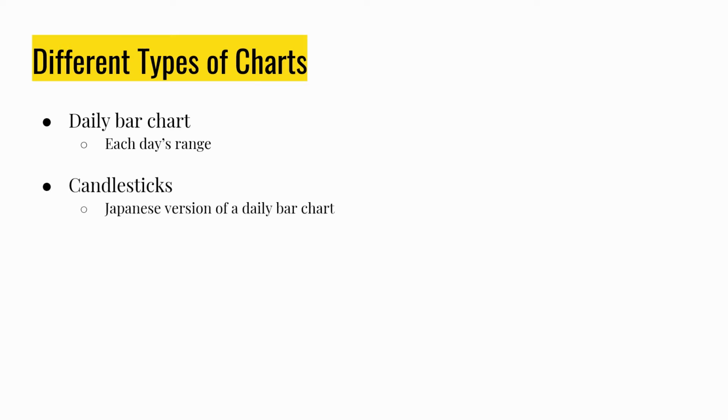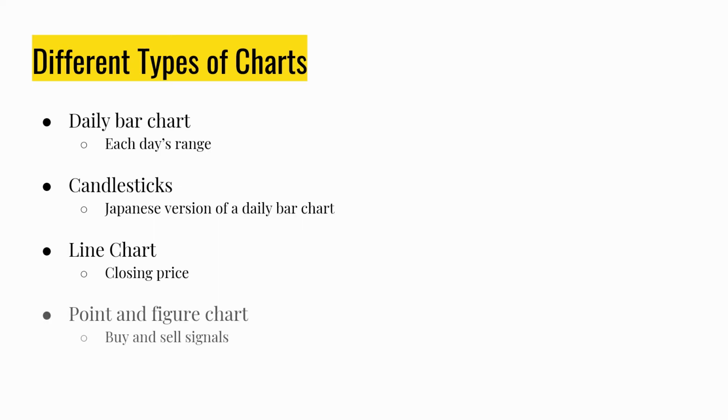In this video, we will examine 4 charts and explain how to read them and when to use them. The first chart we'll be looking at is called the daily bar chart, and this shows each day's range. As for the second chart, we'll be looking at the candlesticks chart, and this is basically the Japanese version of the daily bar chart. The third chart we'll be looking at is called the line chart, and the line chart is what most people will be familiar with, as it is just a line graph that shows the closing prices. The final chart we'll be looking at is more rare because of its specialized use case, but it is still used, and it is called a point and figure chart. And this type of chart usually helps traders see buy and sell signals more quickly.